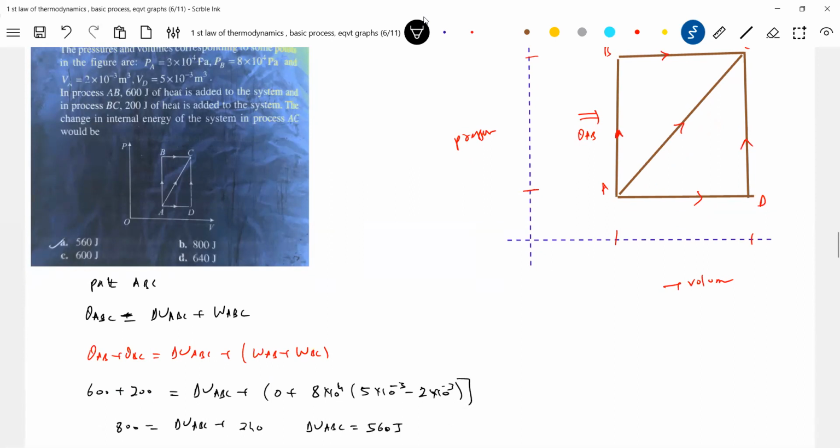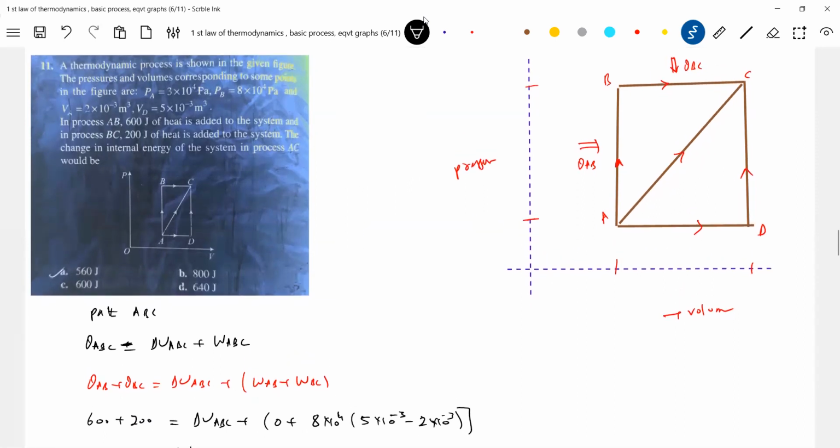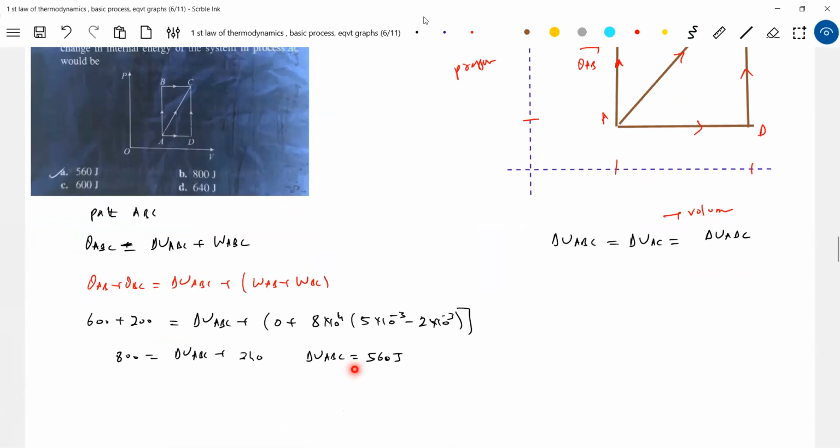Now he's asking the change in internal energy of the system in the process AC. We don't know delta U AC. One thing: change in internal energy is path independent, no? So delta U ABC should be equal to delta U AC, equal to delta U ADC, because change in internal energy is independent of path. It depends only on what? Initial and final temperatures. Therefore, what you calculate as delta U ABC is also equal to delta U AC.